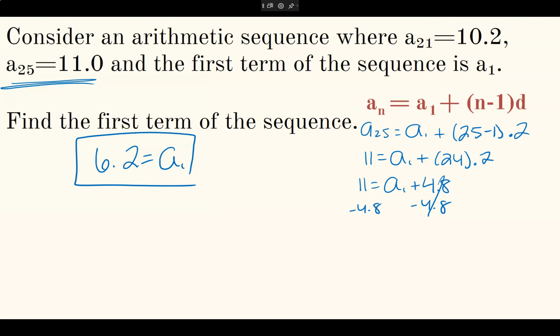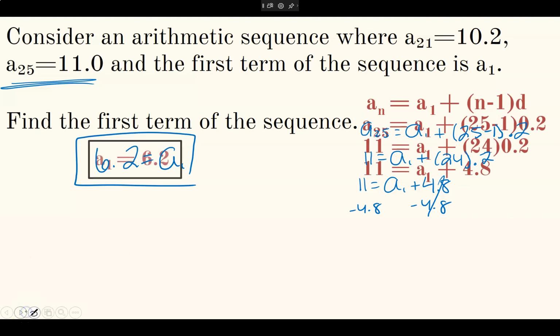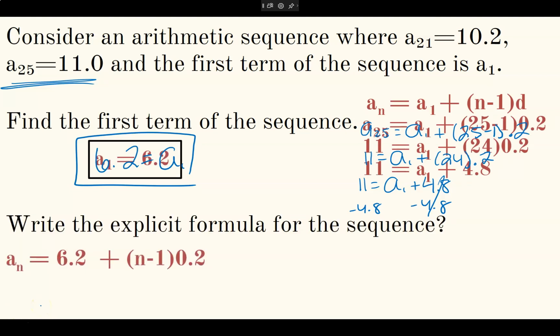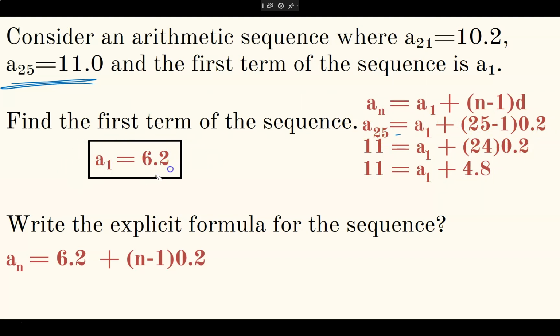You get 6.2. So now can I write my explicit formula? I've got all my information. Good. And they gave me a sub 1, so we need to use a sub 1 plus d times n minus 1. They told me which my first step is going to be, so we have to use that to fill in my missing pieces. There we go. It's prettier. Questions?